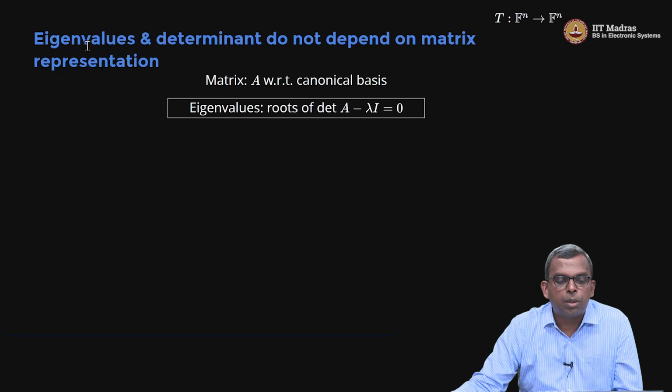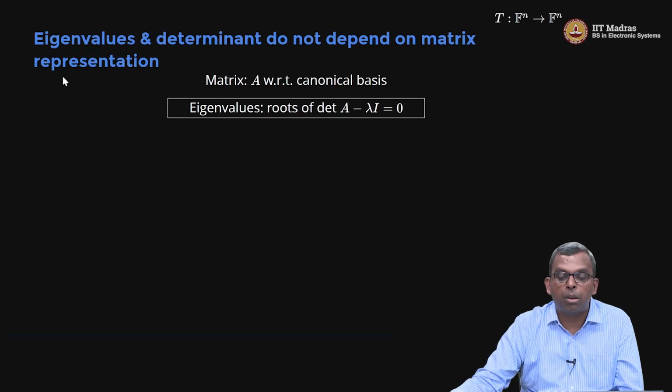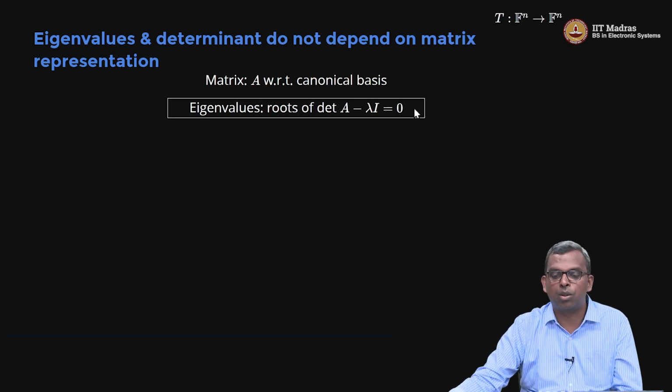Okay. First property is eigenvalues and determinant do not depend on the matrix representation, rather they are properties of the operator T themselves. Whatever basis you may pick and whatever matrix you may get for T, the eigenvalues and determinant that you computed will remain the same. Okay, so it seems like a surprising result because it seems to depend on the matrix representation, no?